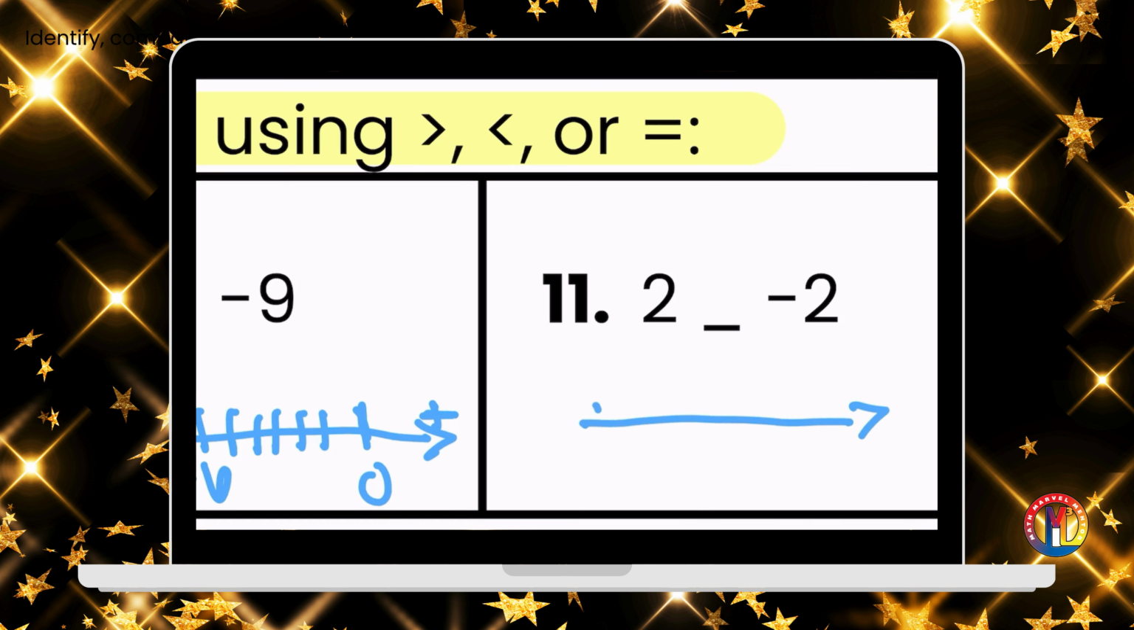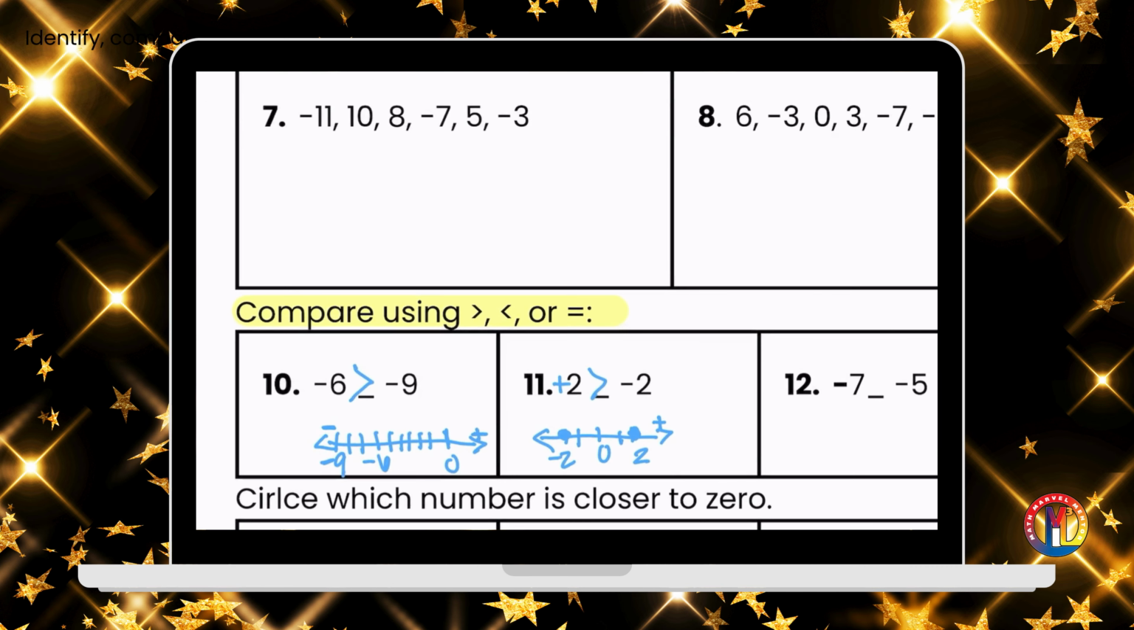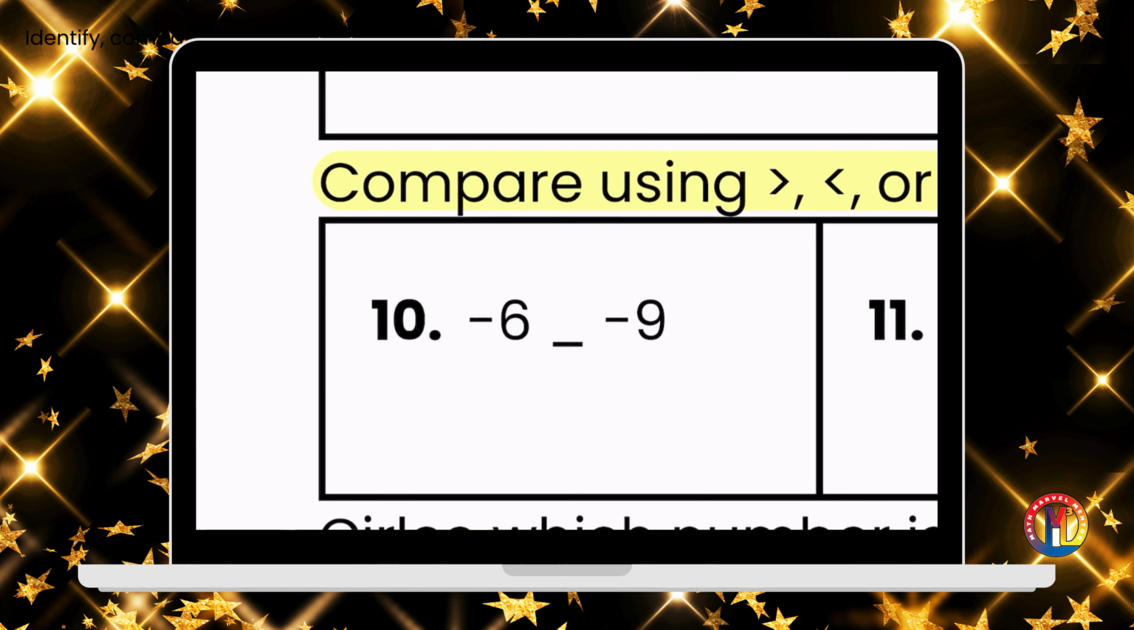Let's look at number 11. We have 2 compared to -2. So again, I'm going to draw my number line, positive to the right, negative to the left. So +2 is 2 spaces to the right of 0, and -2 is 2 spaces to the left of 0. And +2 is greater. So the further you are to the right on the number line, the greater the value you have.